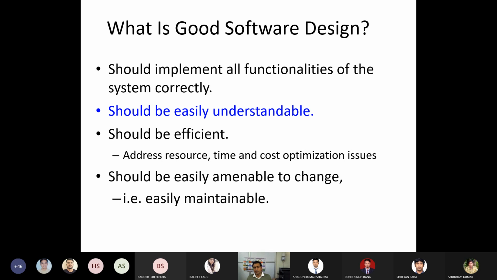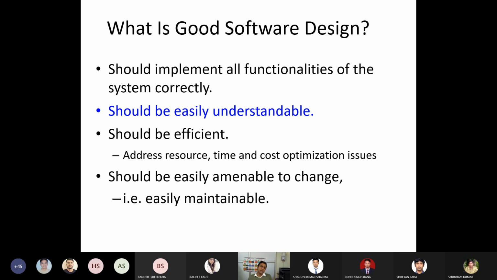It should be efficient. The design you come up with should address whether we are optimizing in terms of resources, in terms of time, and in terms of cost. There should be optimization of these things: resource, time, cost. If you come up with a design which will take more time, more cost, more resources, then we will not say that particular design is a good design. A good design always addresses resource optimization as well as time and cost.